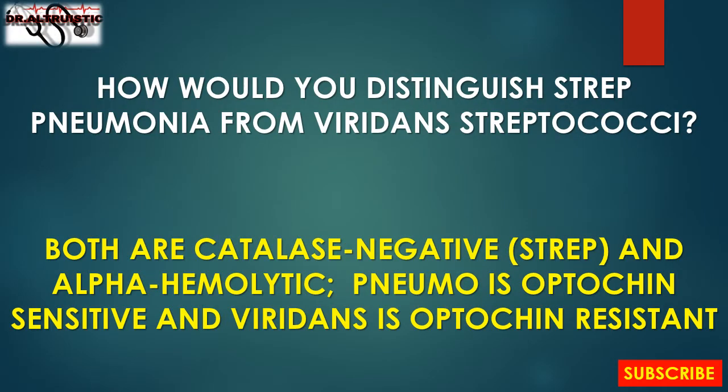How would you distinguish strep pneumoniae from viridans streptococci? Both are catalase negative, strep, and alpha hemolytic. Pneumo is optochin sensitive and viridans is optochin resistant.